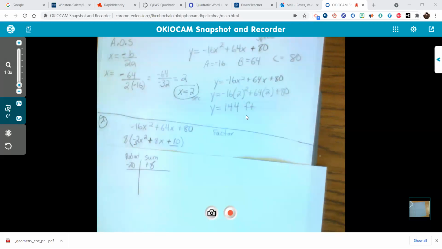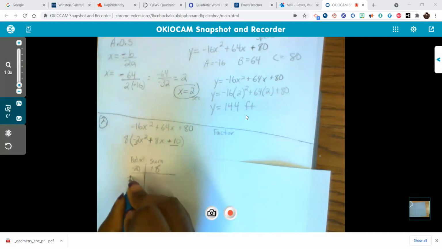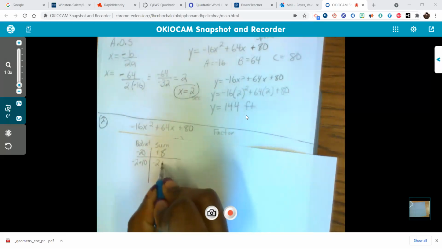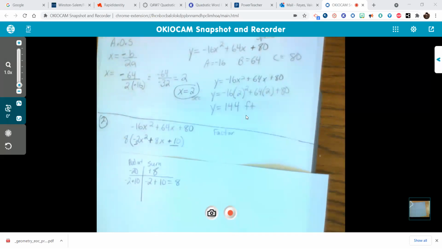Come on. Somebody different. What two numbers can be multiplied together to give me a negative 20, but when I add them together, I get a positive 8? Somebody at home. Negative 2 times 10. Very good. Excellent job. So when I add negative 2 plus a positive 10 together, that gives me 8.